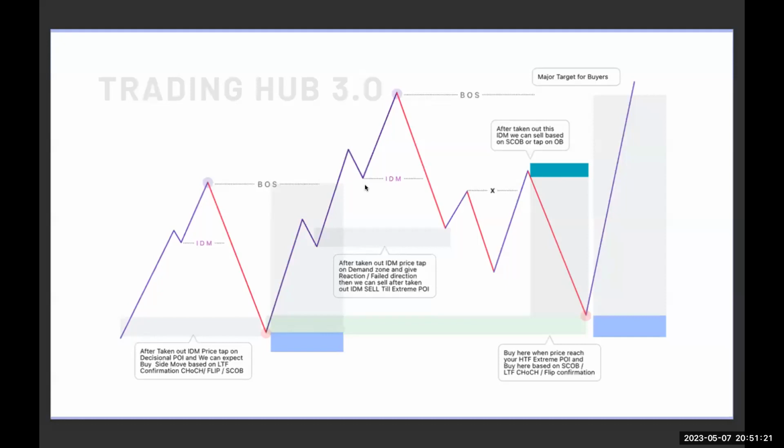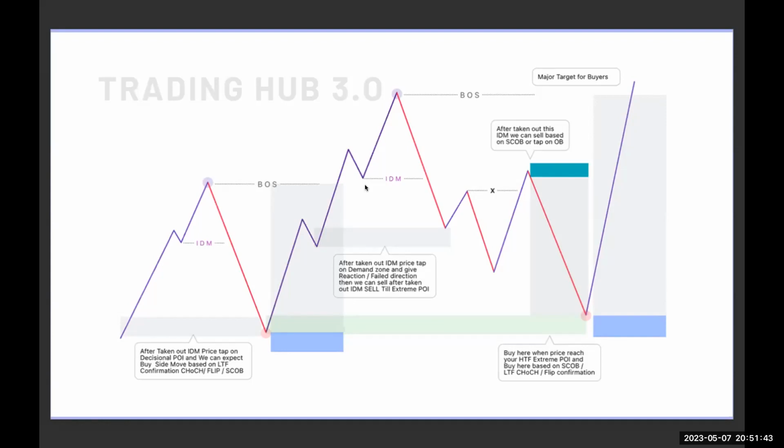In this diagram, you can see this is a bullish structure also. And in this case, you can play both sides of the scenario, right? In the past two diagrams, we have covered that if the market takes out the inducement and then taps on your order block POI, then you can buy or sell based on the chalk and flip entry module.